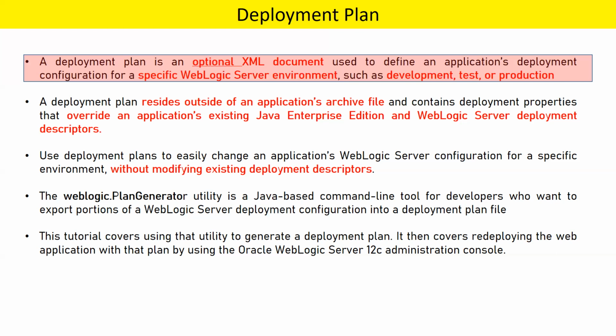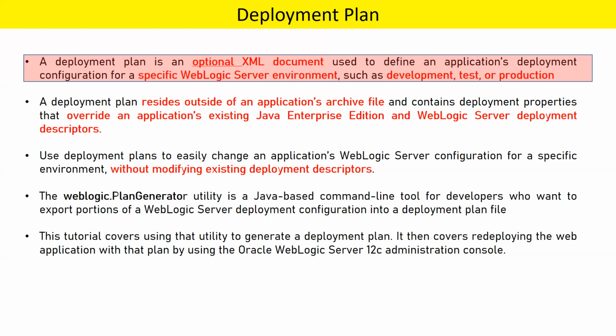And the deployment plan resides outside of an application archive file, and contains deployment properties that override the application's existing parameters which are in the application descriptor. That means it is a separate file, which will be deployed separately apart from your application archive file. And apart from that, it will override the value which is defined in your code file.